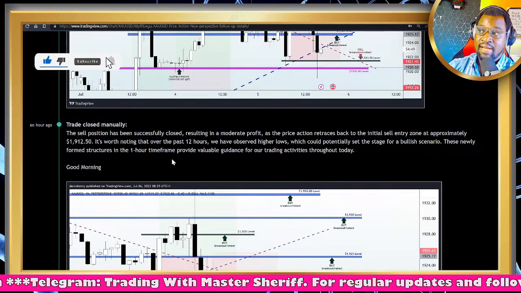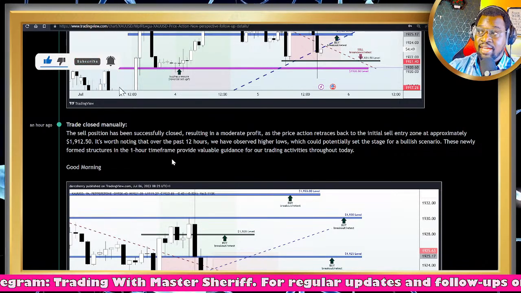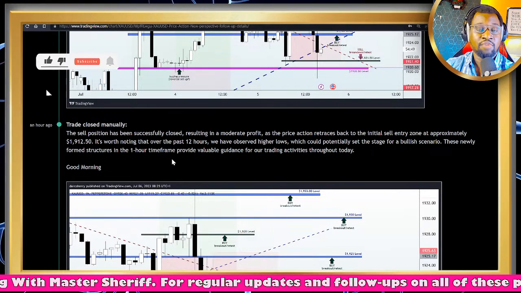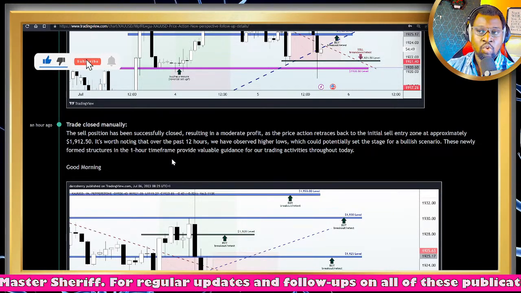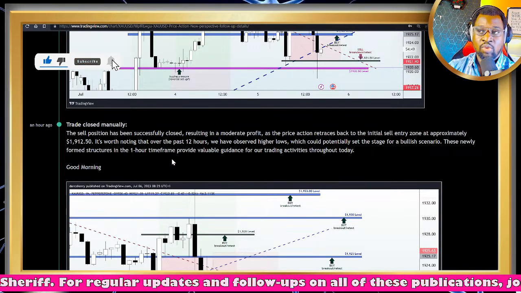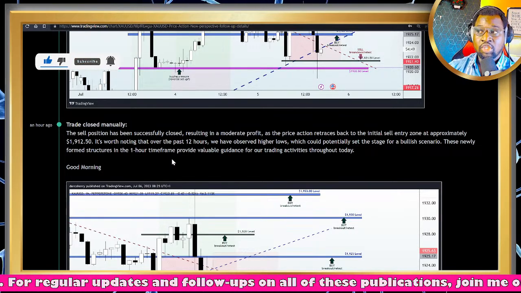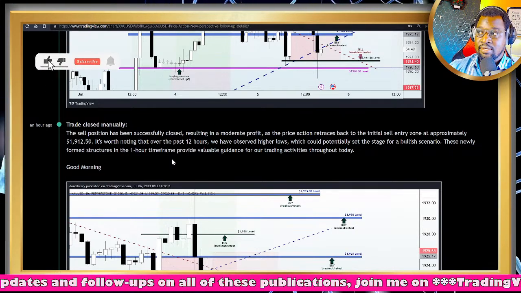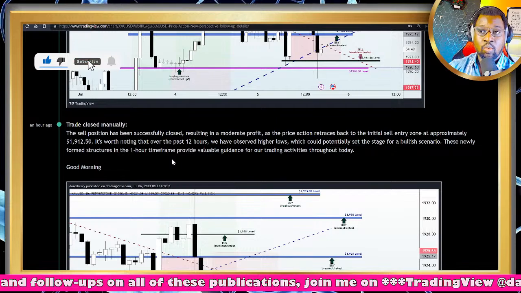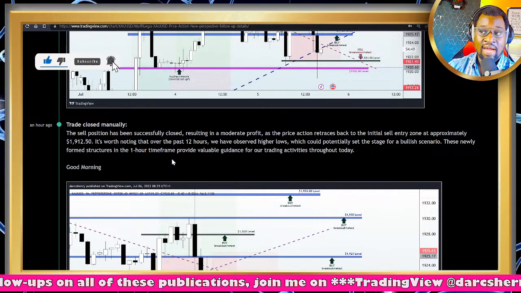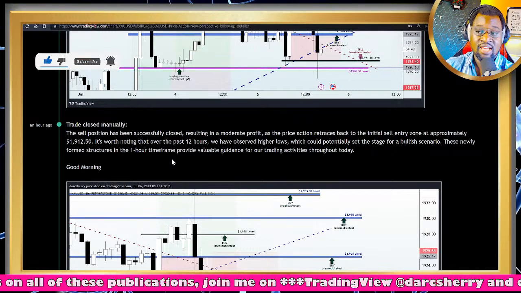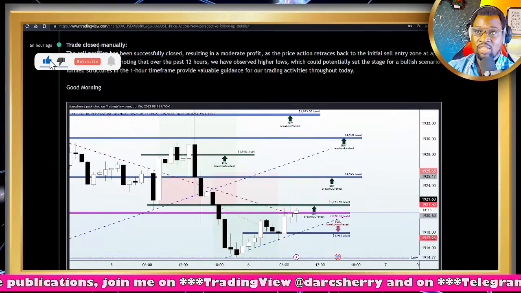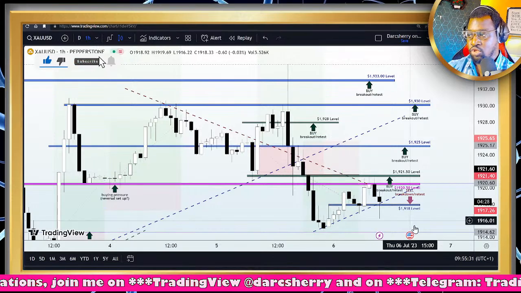action retraces back to the initial sell entry zone at approximately the $1,912.50 level. It is worth noting that over the past 12 hours, we have observed higher lows, which could potentially set the stage for a bullish scenario. These newly formed structures in the 1 hour time frame provide valuable guidance for our trading activities throughout today. So let's run through the live chat and see what I was actually explaining on the XAUUSD.